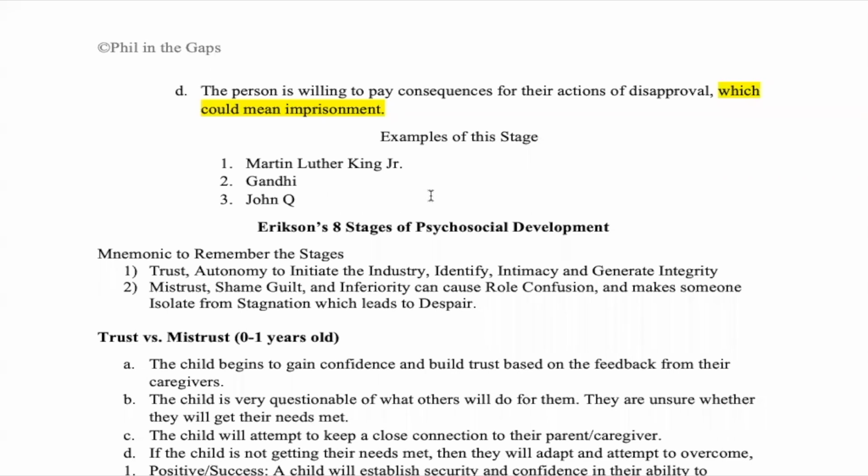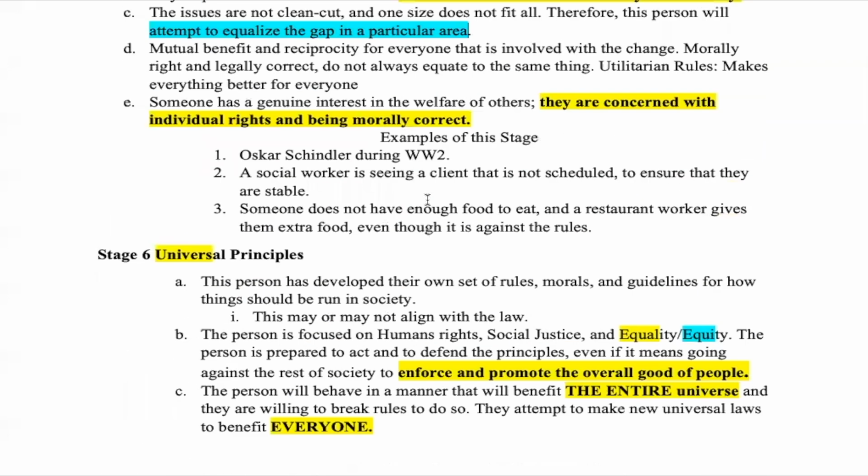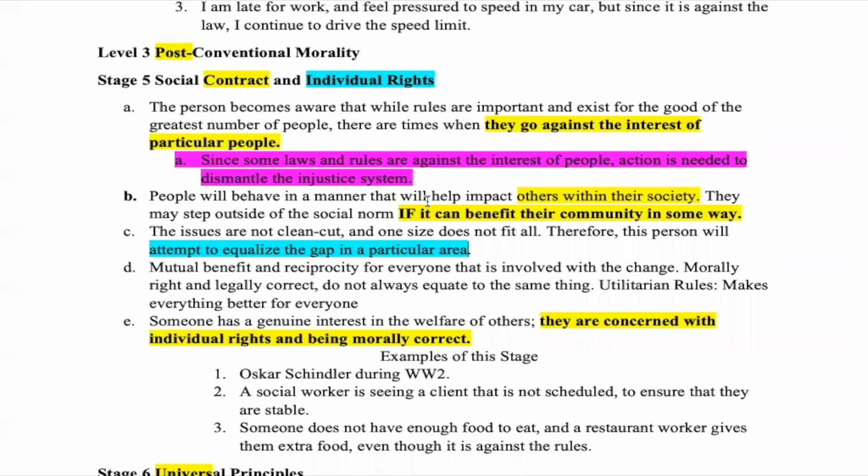So that is why I said stage 6 universal principles is one that people don't really ever get the capacity to move on to, or even stage 5 of social contract and individual rights.